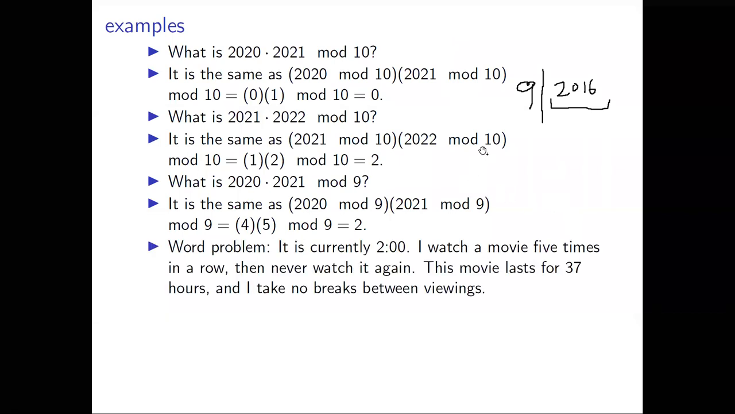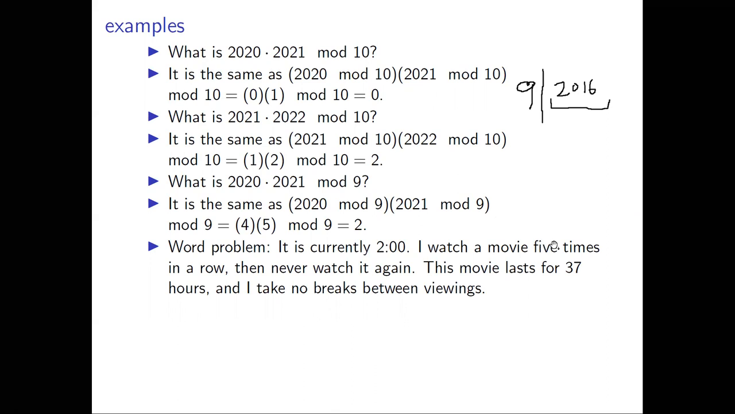So let's now do a word problem involving time, and we'll have some multiplication in there too. Let's say it's currently 2 o'clock. Again, I'm ignoring all the AMs and all the PMs. I watch some movie 5 times in a row, and then I never watch it again after that. We'll suppose that the movie is exactly 37 hours long, and I take no breaks between the viewings, and I don't take any time to turn the movie back to the beginning between the viewings. So as soon as the movie ends, it starts over again. I have some tape that's ready to play it 5 times in a row. I don't have to do anything manually.